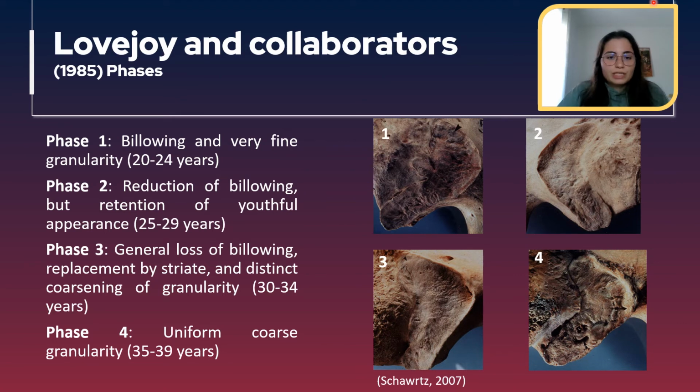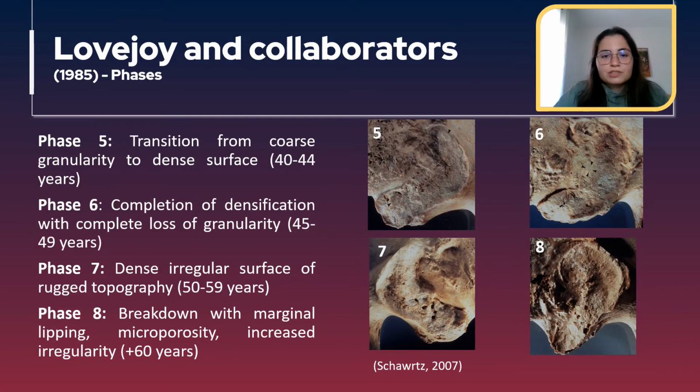In phase 3, there's a general loss of billowing and replacement by striae and distinct coarsening of granularity. If you look at this image that corresponds to phase 3, you can see the granularity in these zones and then here the striation. And then in phase 4, there's a uniform coarse granularity that you can see clearly in this image. So in phase 5, there's a transition from coarse granularity to dense surface.